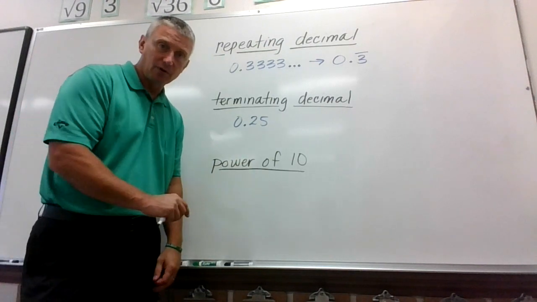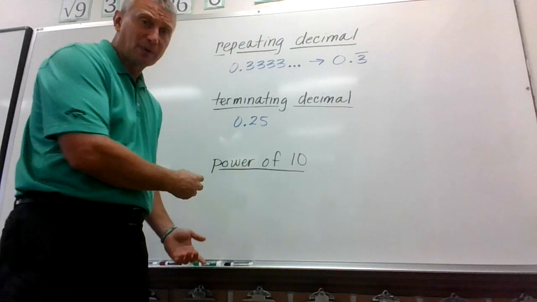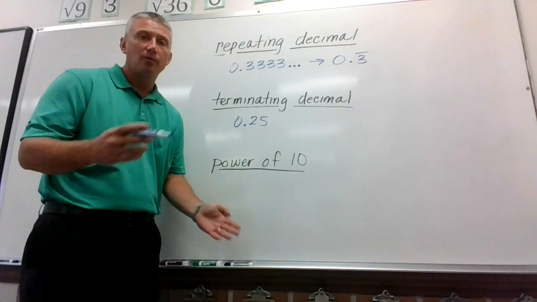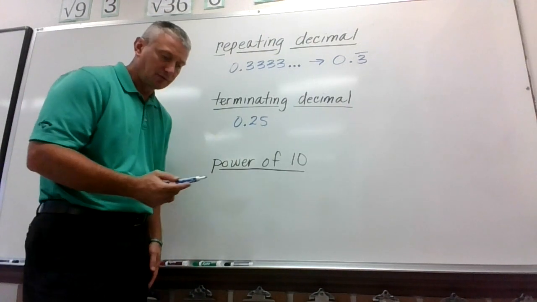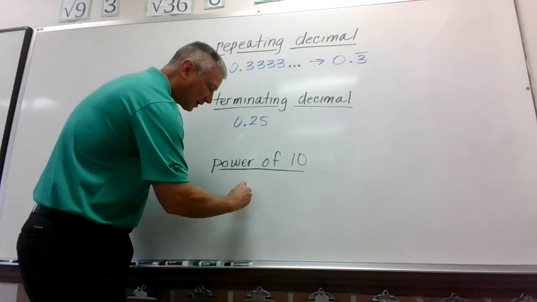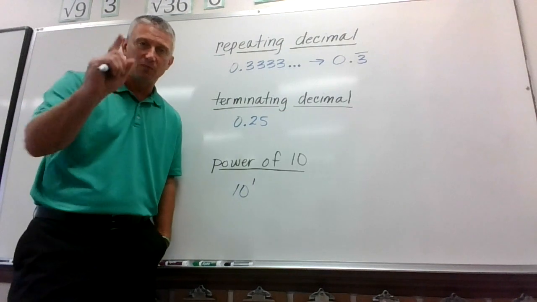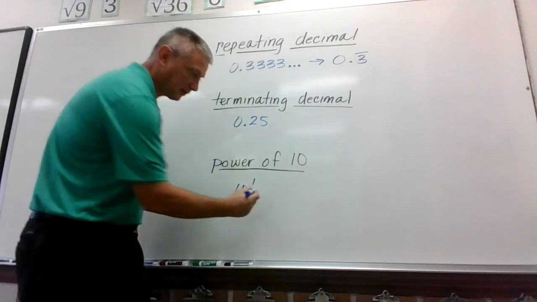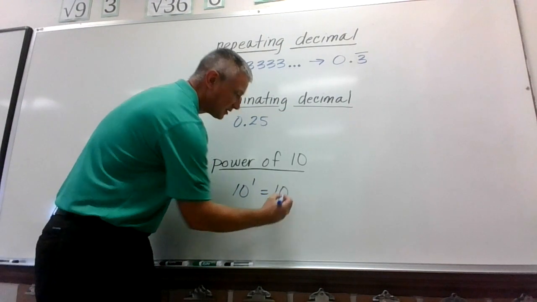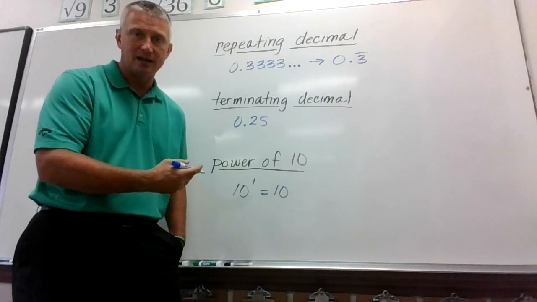The last vocabulary word for this section is power of 10. I'm not going to go through all the powers of 10 because you actually only need to know 2 or 3 for this one. So I'm going to tell you about 10 to the first power. 10 to the first power just means that there's 1 10. So that's really easy. 10 to the first power is equal to 10 because there's 1 10.